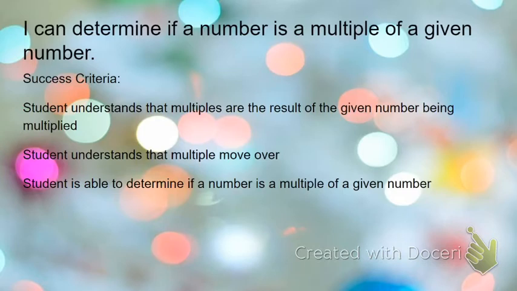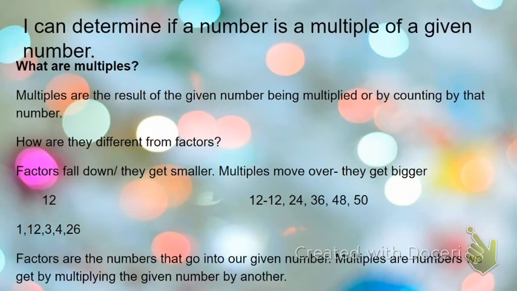So, what are multiples? We've only been talking about this forever. Multiples are the numbers that I get when I multiply my given number. So let's say I am given the number 5 by any other number. So 5 times 6 would give me 30. 30 is a multiple of 5, okay?